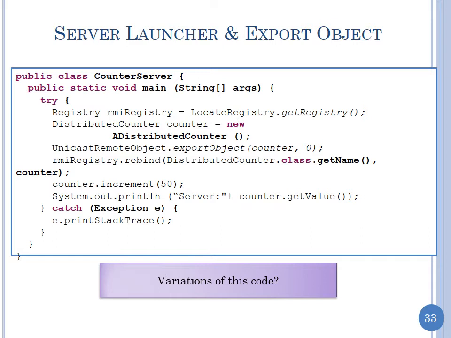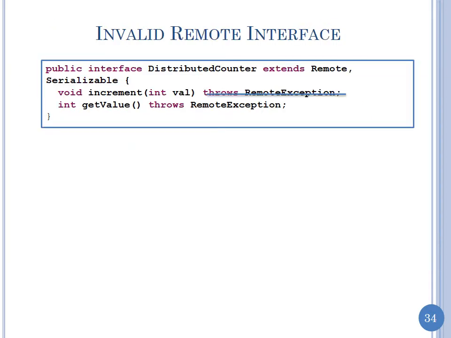Okay, and also it's good to look at variations of this code that are meaningful. Not only variations that are erroneous, but correct also. So let's look at some variations to better understand what we've really done. So this is a legal interface in Java. I can say DistributedCounter extends Remote, and I can say getValue throws RemoteException, but increment does not throw RemoteException. I don't have to have each method header say throws RemoteException at compile time.